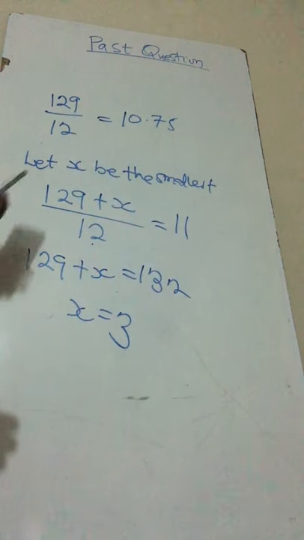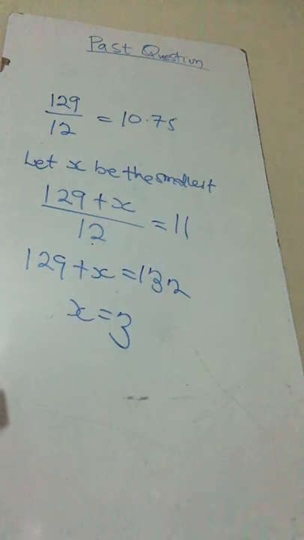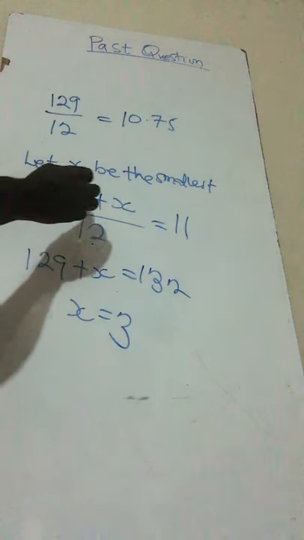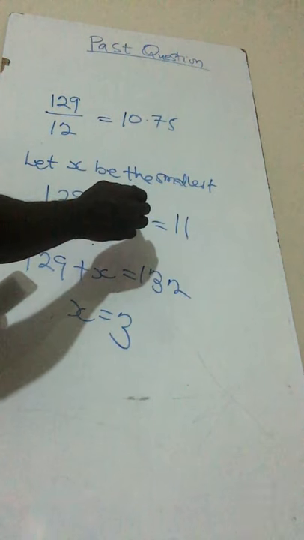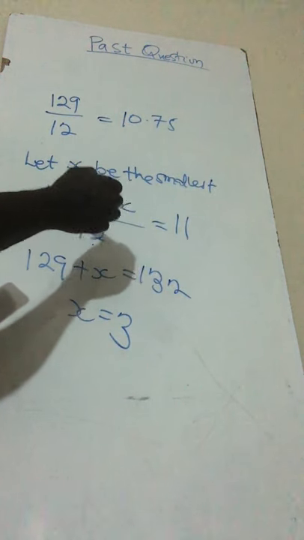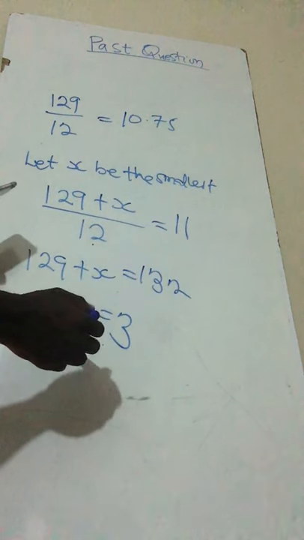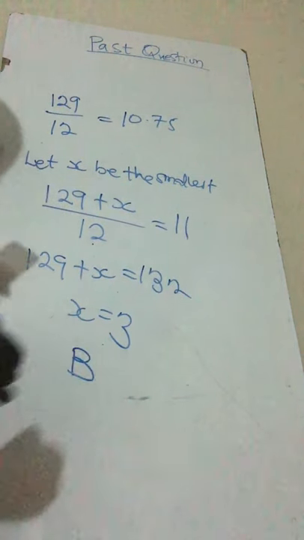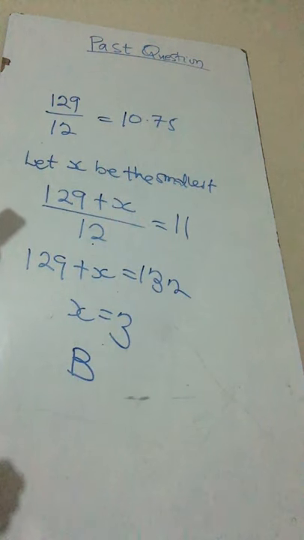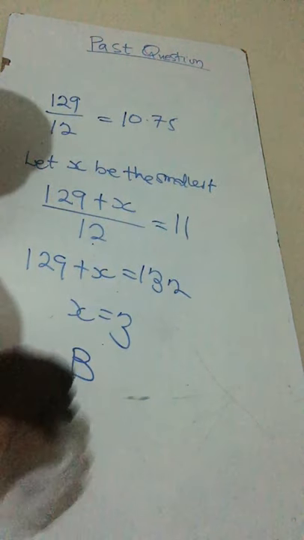Good. And so we just did it that, okay, the closest number to this 10.75 is 11. You get it? And so 129 plus the number of toffees that we have to add, over the number of children, is equal to 11. So when you do it, you get 3. So the answer is x equals 3. So B for question 4.